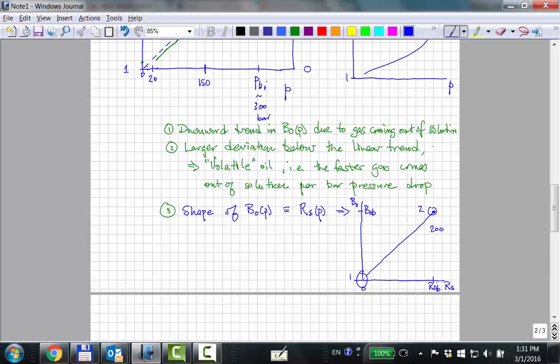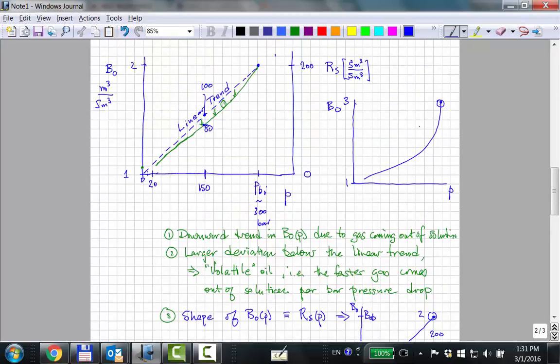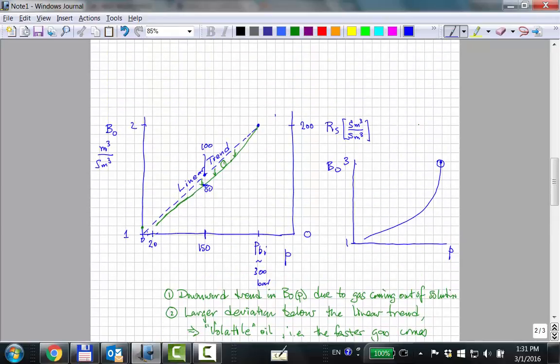So that's the third thing, that's general. Yeah. Is the plot here assuming reservoir temperature or any temperature? Any temperature. The slope will be different at different temperatures, but that's it. Okay.